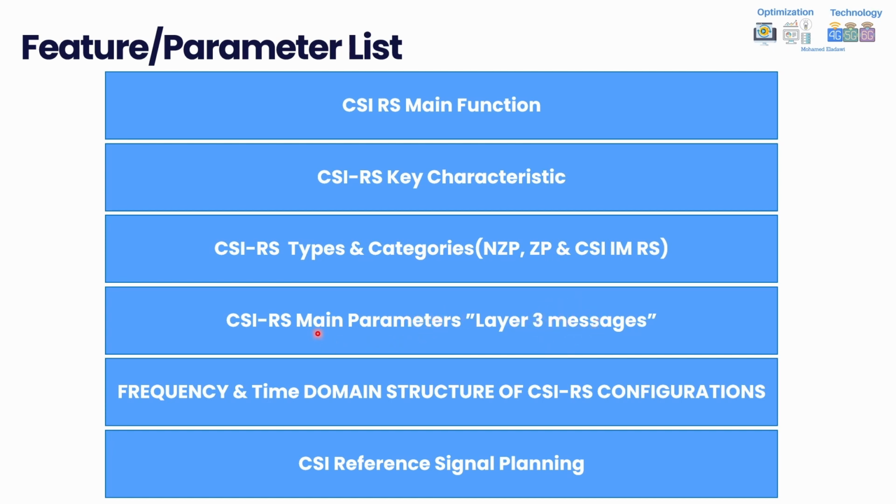Then we'll try to visualize some of these parameters, because these parameters mainly control the frequency and time domain location, allocation, or structure of the CSI-RS. So we'll visualize this after we show the parameter description, just to make it easier. Then the last part gives a high-level introduction about the CSI reference signal planning, and what kind of planning is being considered for the CSI-RS. So moving forward, let's cover the first part.